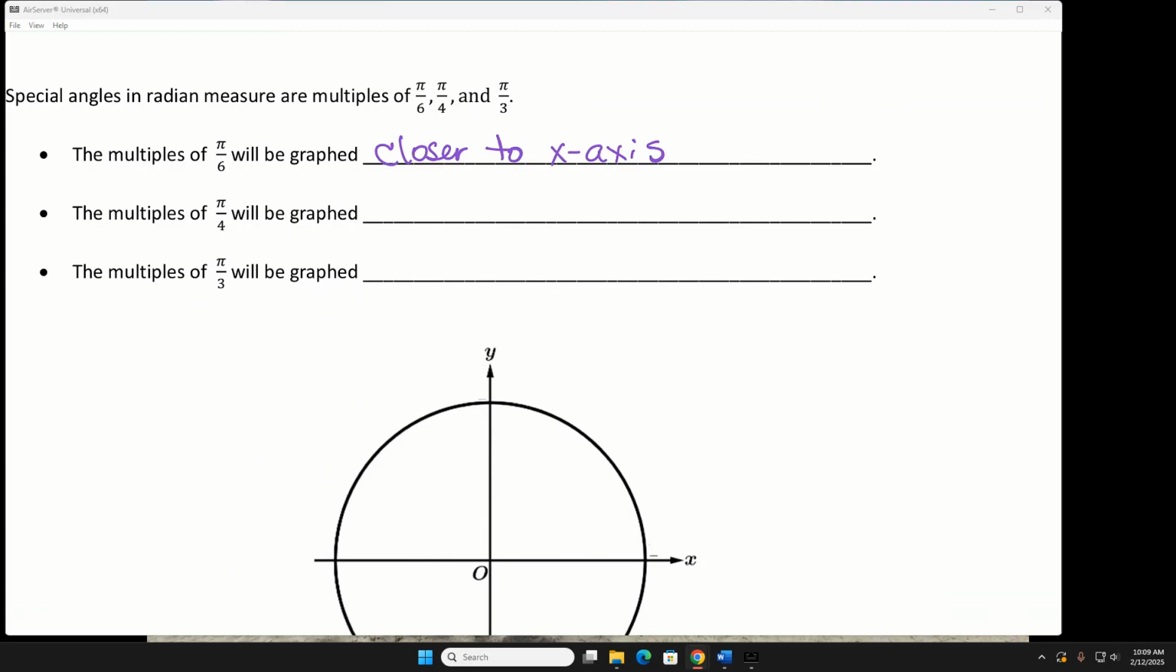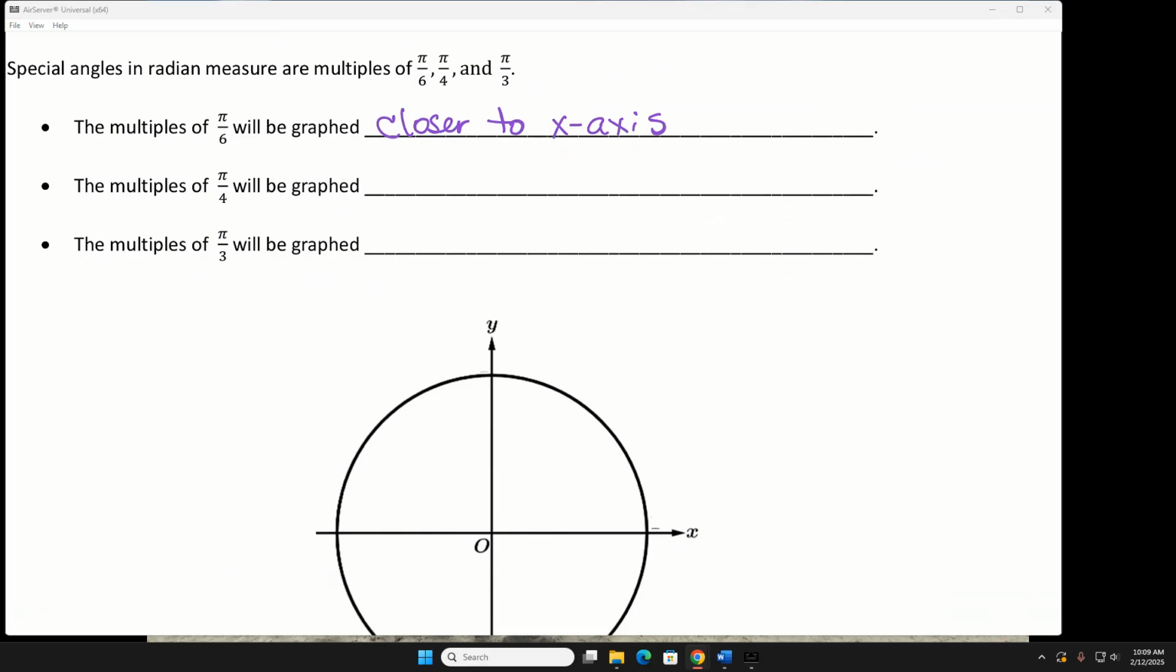The angles that are multiples of pi over 4 are going to correlate with 45 degrees. And so where do you think they would be graphed in relationship to the x and y axis? In the middle. So they're exactly between the x and y axes.